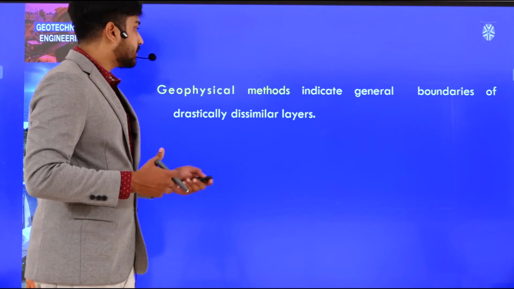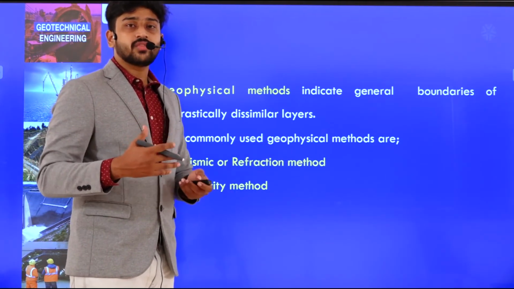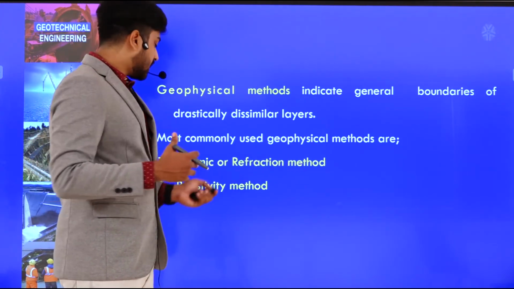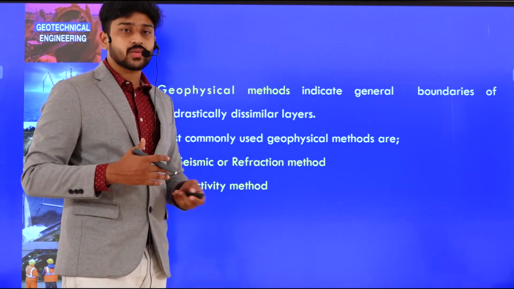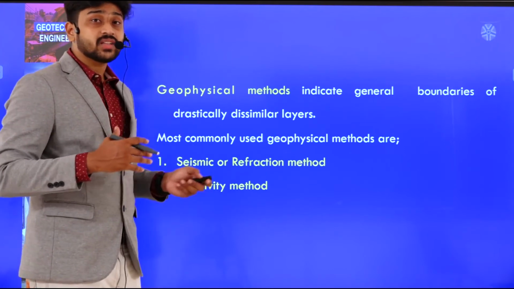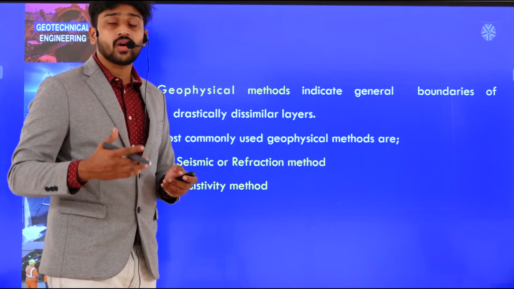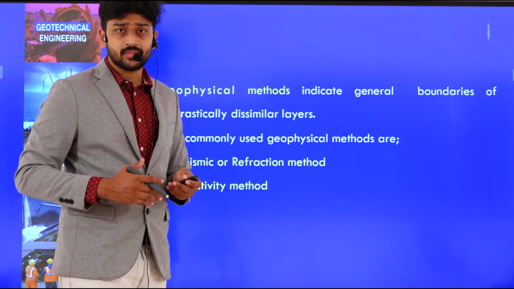Now, there are two different methods by which we use geophysical methods. One is the seismic or refraction method, the other one is the resistivity method. So we will try to understand these methods and how we evaluate the layer types, or how we evaluate the soil type, at any subsoil level.